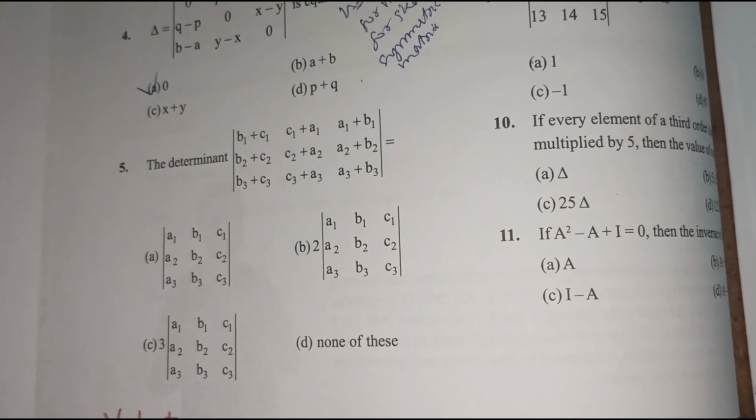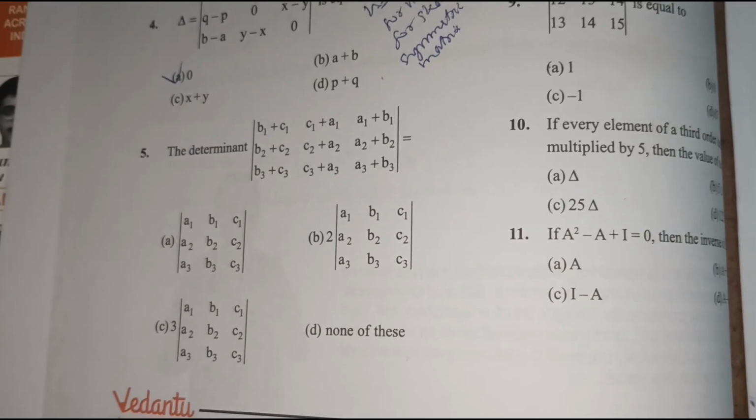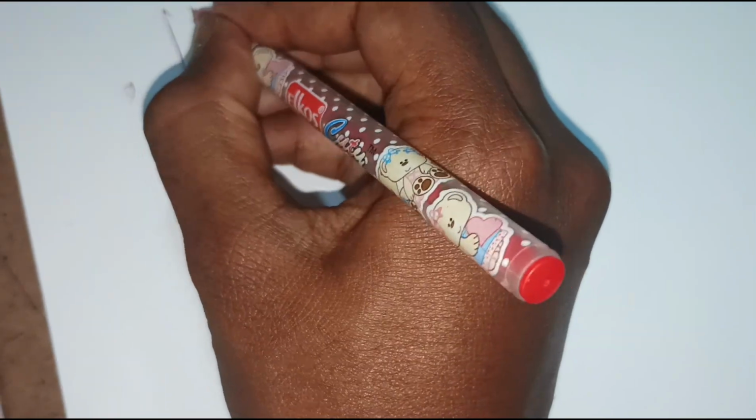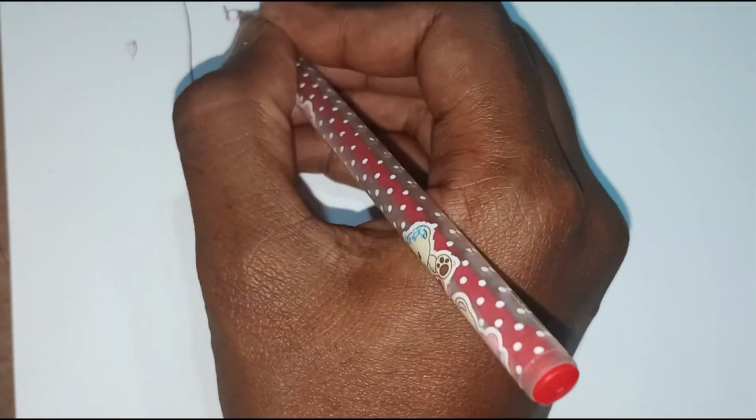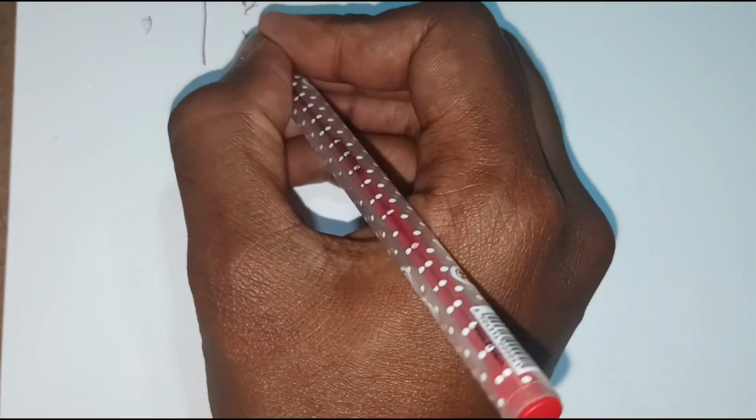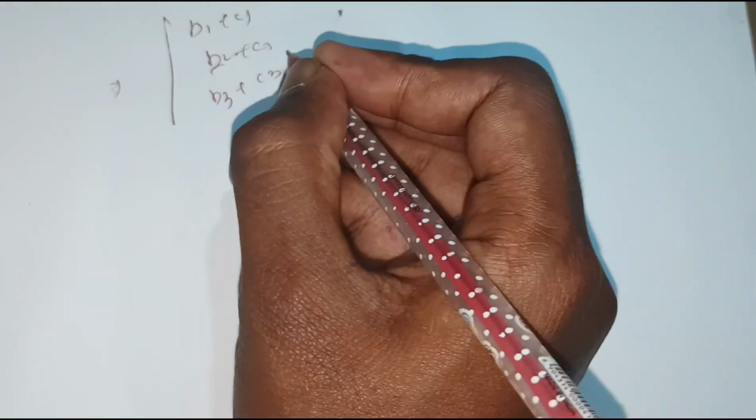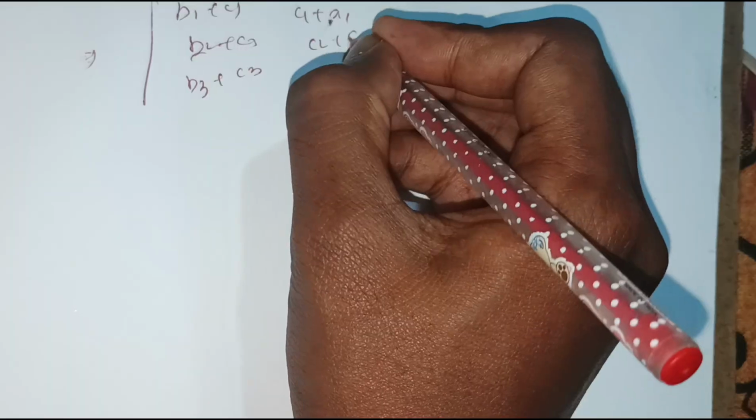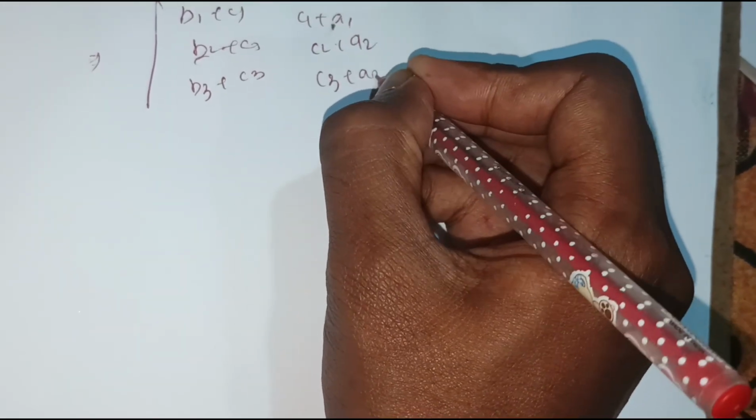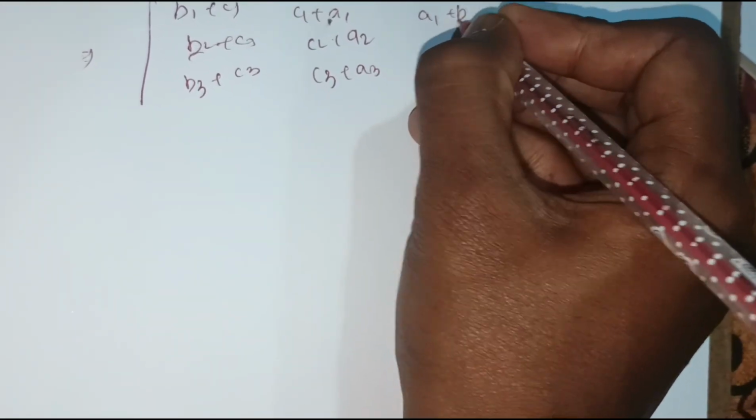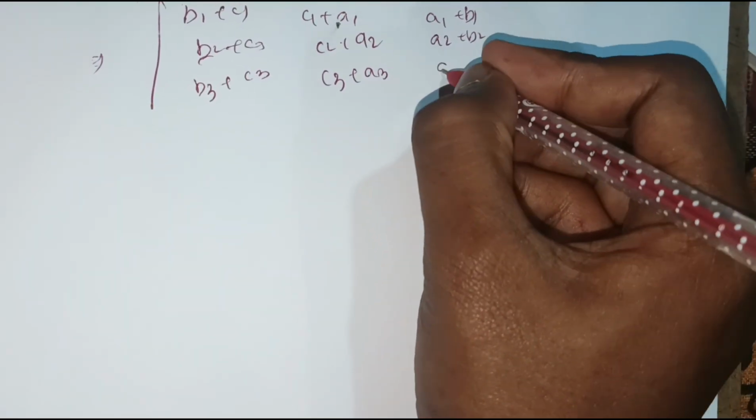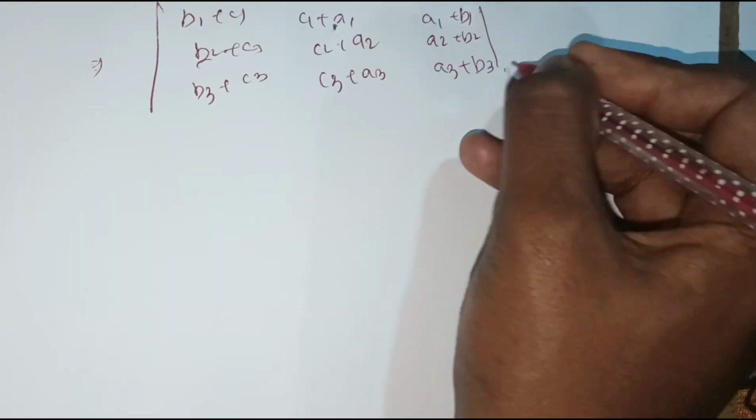So here it is equal to what? Let's have a look at it. Here we will first take the rows b1 plus c1, b2 plus c2, b3 plus c3, then c1 plus a1, c2 plus a2, c3 plus a3, and a1 plus b1, a2 plus b2, a3 plus b3. So here it will be equal to what?